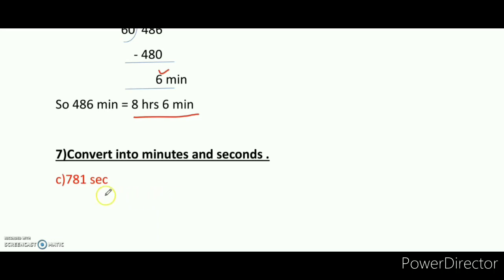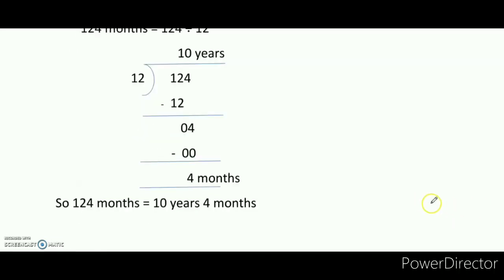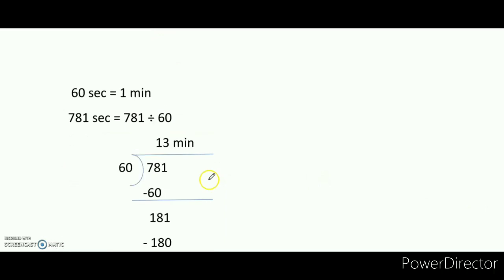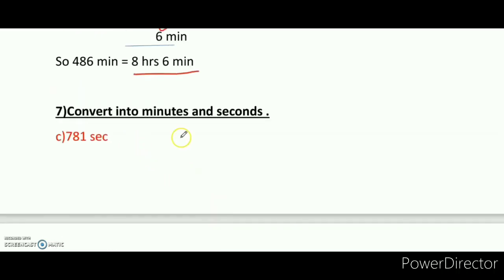It is given 781 seconds. Okay, children? We need to convert it to minutes and seconds. So it's given 781 seconds, children, and we need to convert to minutes. As we already know, second is smaller than minute. So we are converting smaller to bigger. In such case also we will divide.